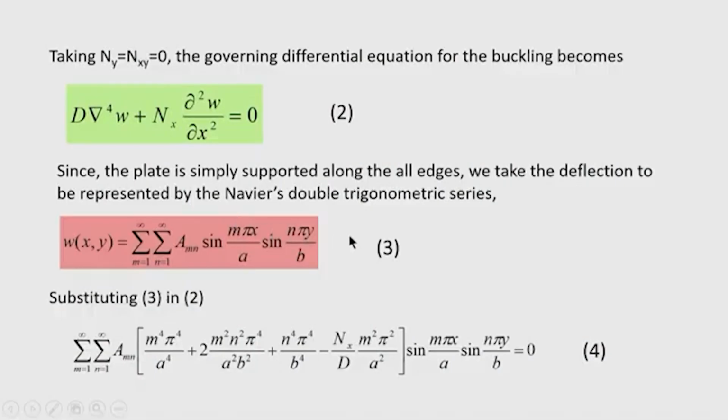So, in that case the mixed derivative is to be taken as del 4 w by del x square del y square. So, w is differentiated 2 times with respect to x, and after differentiation the result is again differentiated 2 times with respect to y, or vice versa. Okay. Then substituting 3 in 2, that equation is obtained. Okay. You can see this equation, that with n x del square w by del x square, the second derivative of this function is necessary. So, it is taken and m square pi square by a square term is coming.